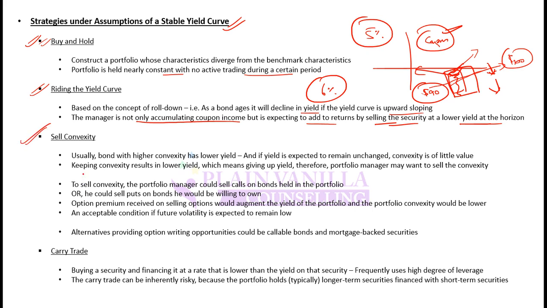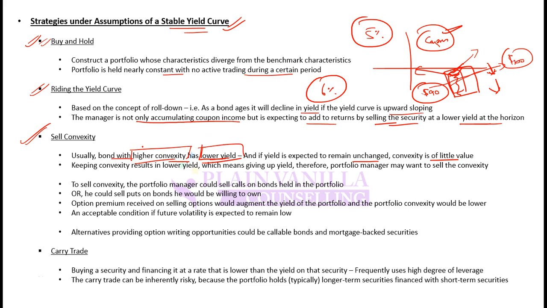Sell convexity. As we discussed, if you expect the yield curve to be stable, you can sell convexity. If you expect the yield curve to be changing, you will buy convexity. And why is that? This is because usually a bond with higher convexity has lower yield, and if yield is expected to remain unchanged, convexity is of little value. So if a bond has higher convexity, it has lower yield. And why would you want to buy a lower yield bond if you have a higher yield bond available? That is of no use.